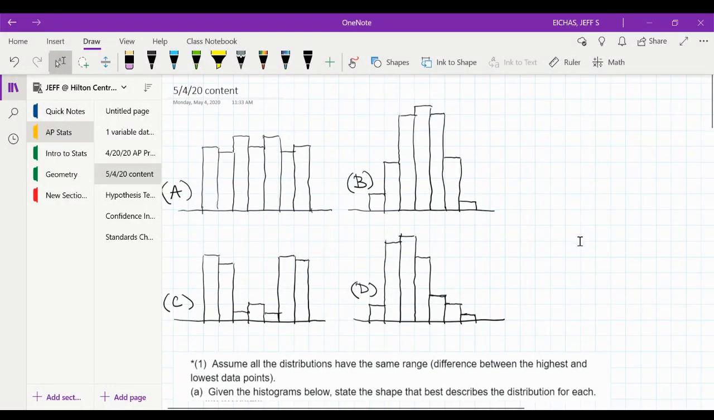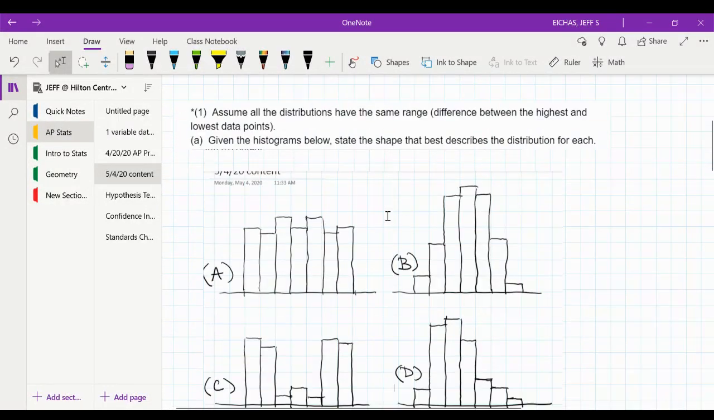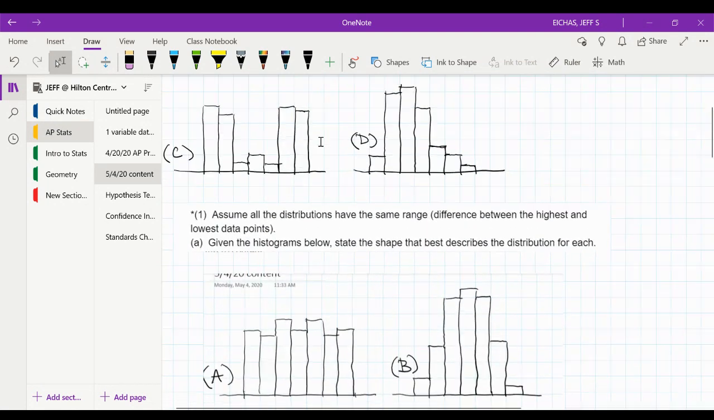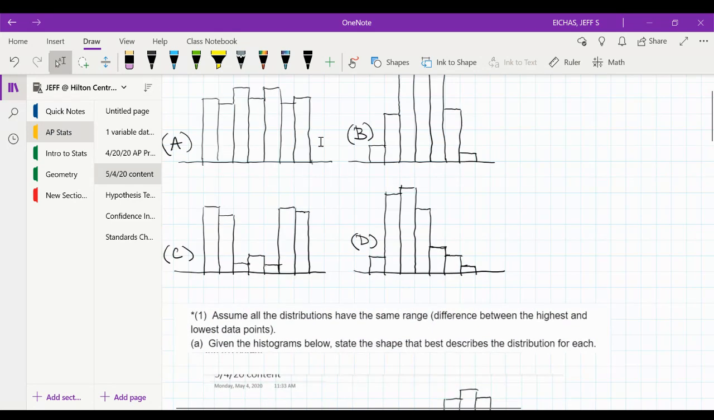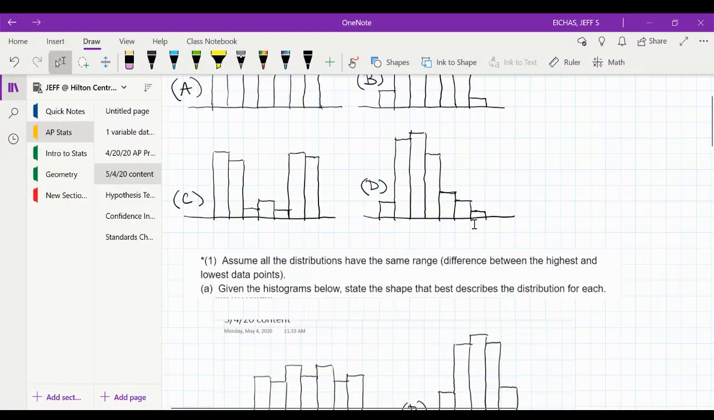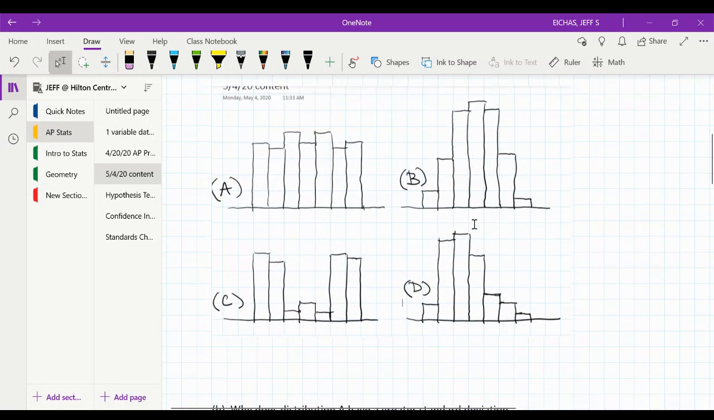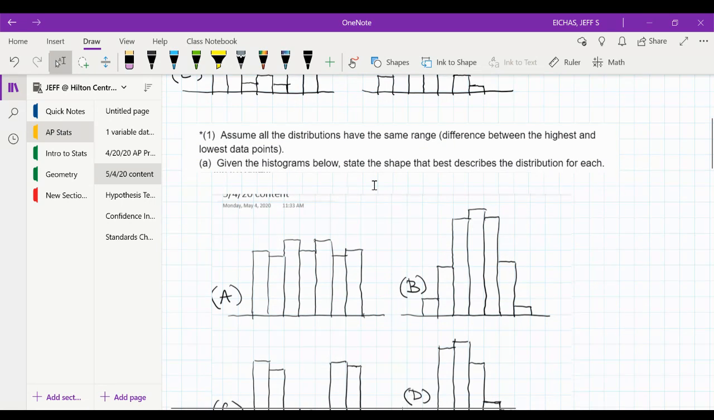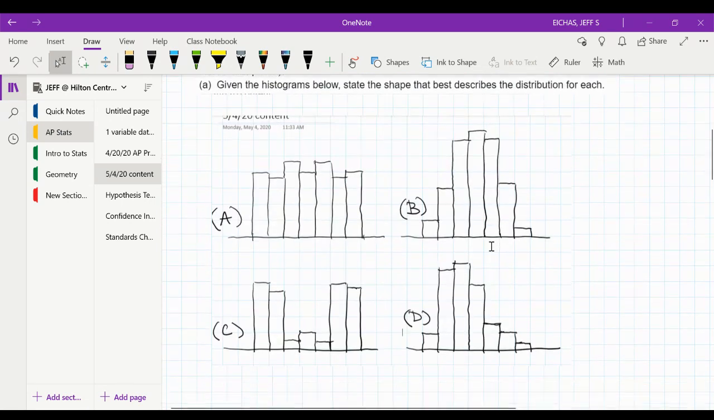So question number 1 from week 8: we're going to assume all the distributions above have the same range, okay? So basically whatever we decide the lowest is, say 60, and the highest being 100, they'd all have the same basic low and high, okay? Now, the first question is, which shape best describes each of the distributions?